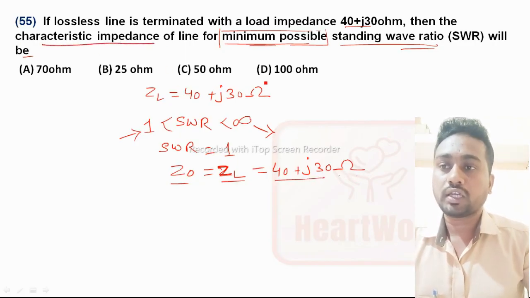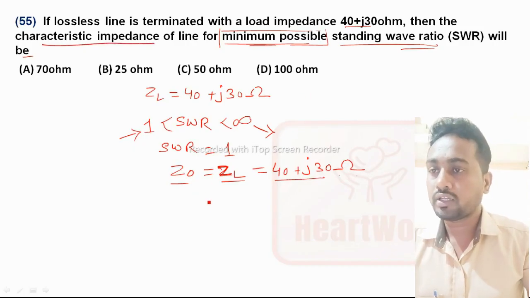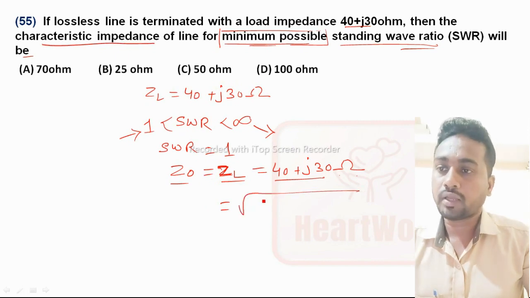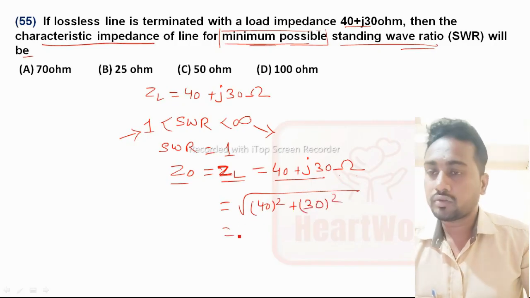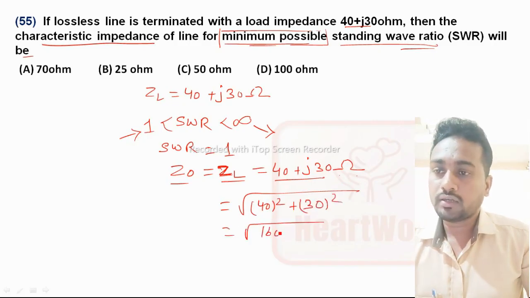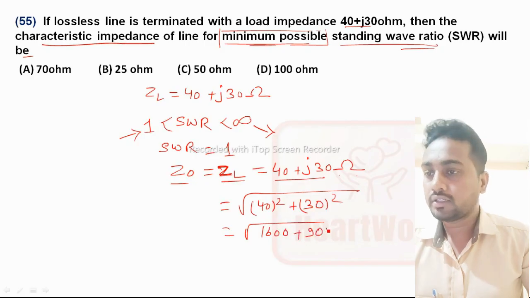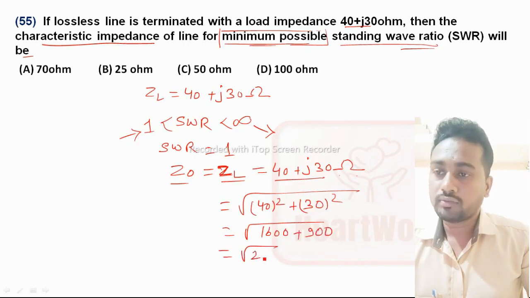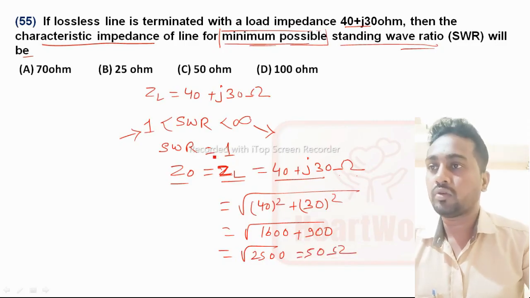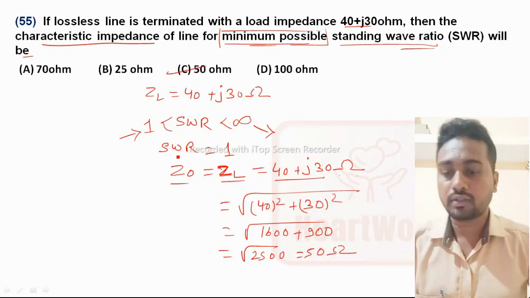But the options are in ohm, so we have to solve this complex value by taking the square root of the magnitudes. So 40 squared plus 30 squared is 1600 plus 900, which equals 2500, or 50 ohm. So the answer is 50 ohm. Option C is the right answer.